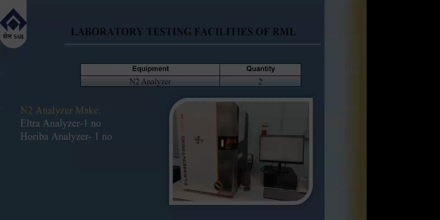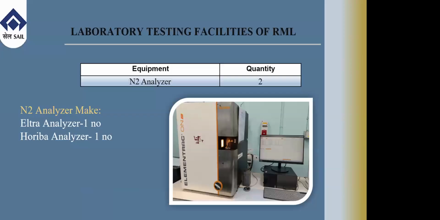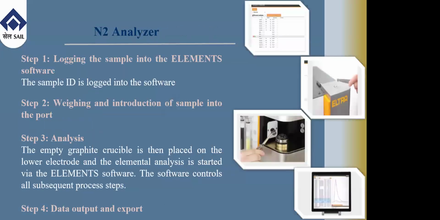For nitrogen, as I told in the CAQ, we are measuring nitrogen, which we are reporting at almost 90 ppm max. For nitrogen analysis, we are using a nitrogen analyzer. We have two nitrogen analyzers with different makes: one is an ELTRA analyzer and one is a Horiba analyzer.